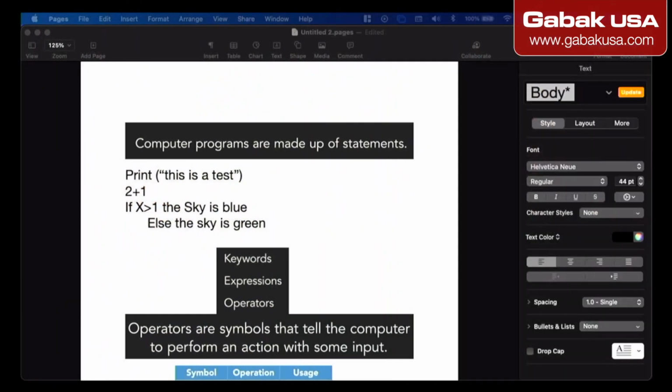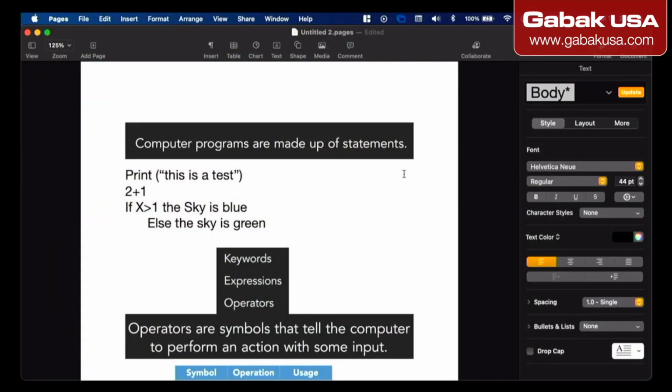Let's talk about basic statements and expressions. In this case, we're going to talk about how software is made. For instance, computer programs are made of statements. If we don't have that, we don't have anything.